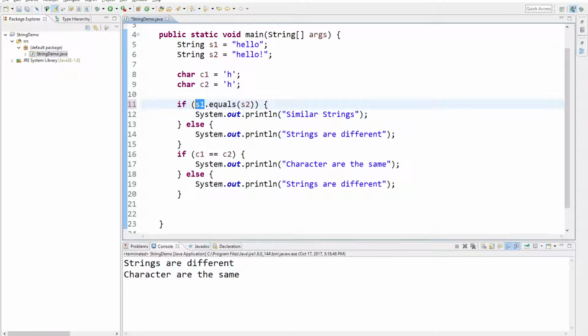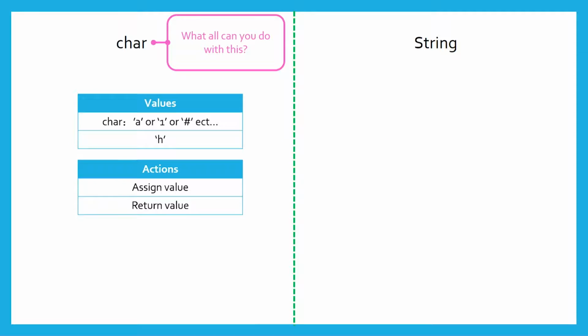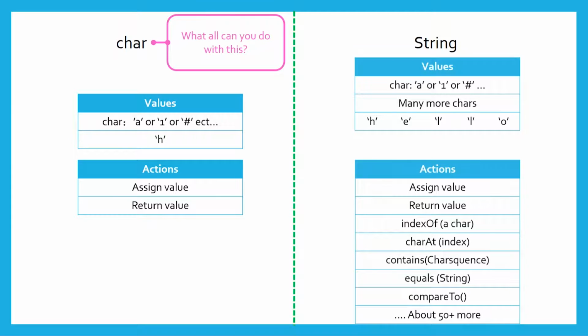As a side note, you can also create a new string and call a method directly from it. So here's an example of char, and here's an example of a string. Notice that a char can only hold one value and has a very limited number of actions. However, a string can have 50 plus actions that you can do with a large number of values. In strings, it's holding an array of chars.